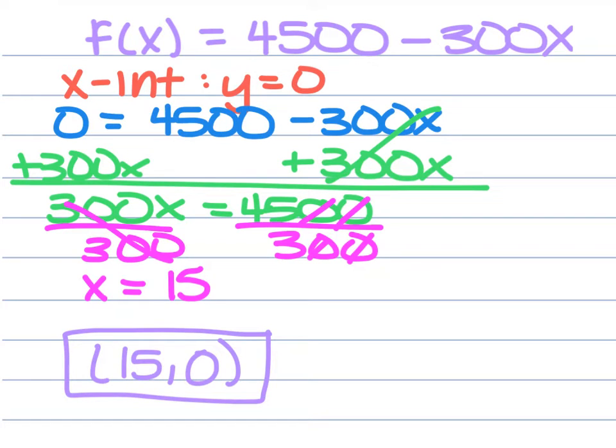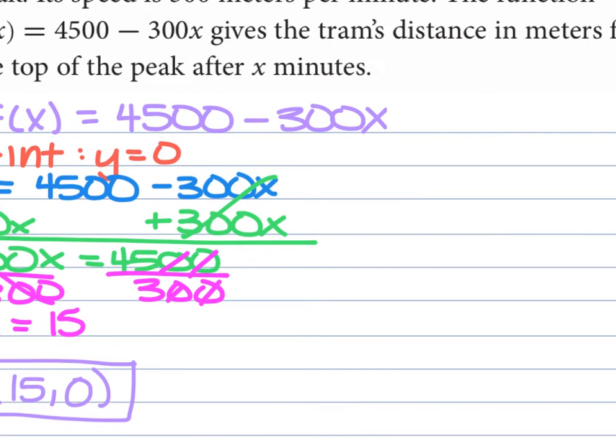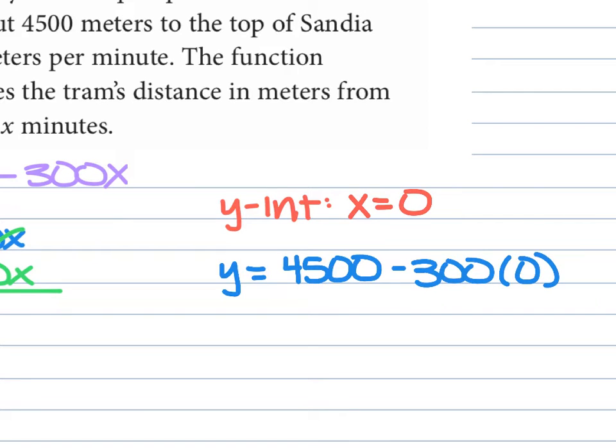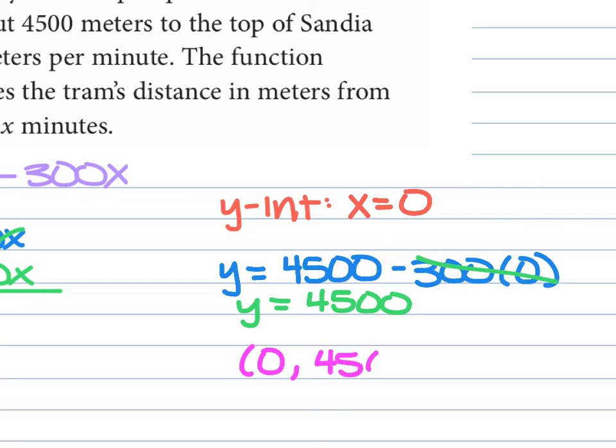For our y-intercept, we're going to plug in that 0 for x now. So this is going to give us y equals 4,500 minus 300 times 0. So this is going to cancel, so y is going to be equal to 4,500. So that's the ordered pair, 0, 4,500.